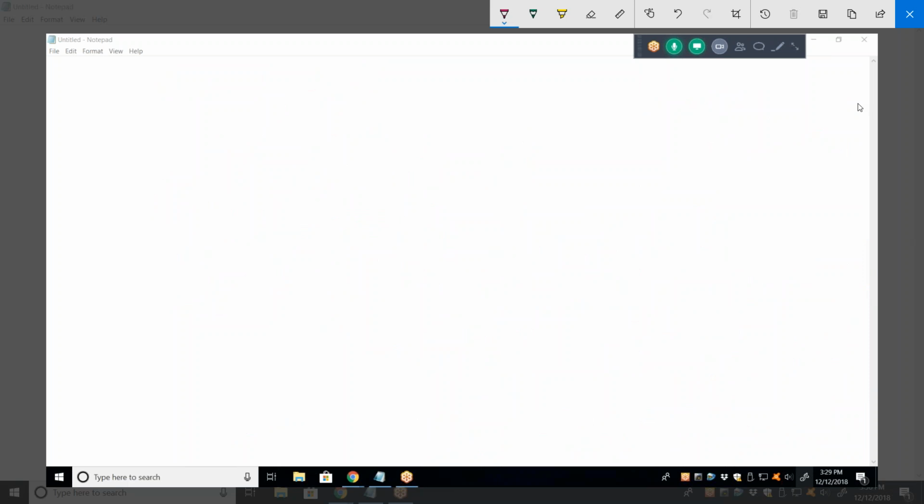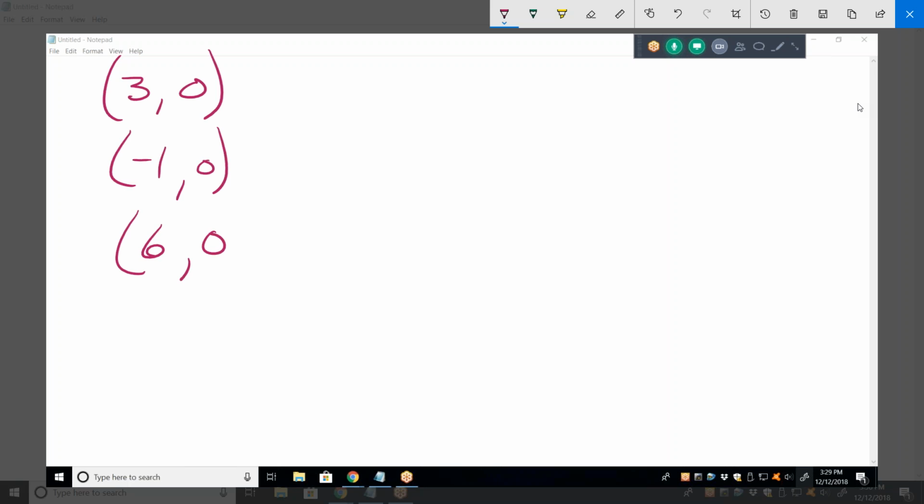All right, we got a few minutes. You got one more? Yeah, it says write a cubic function in standard form that passes through these coordinates. We have 3, 0, -1, 0, and 6, 0. And then it says that it has a y-intercept of 0, 36.